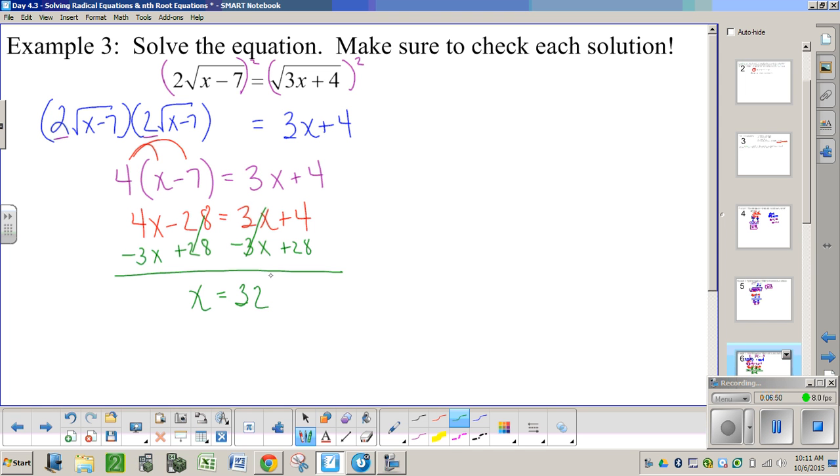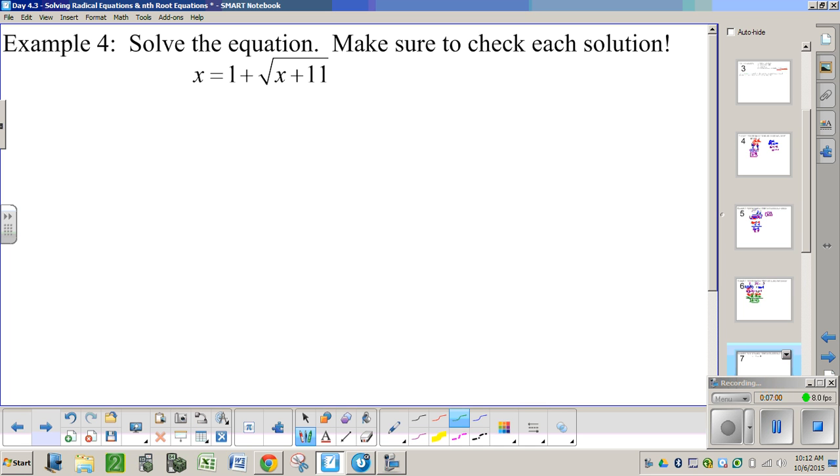Okay, and if you go ahead and check that in your calculator, that will check. It is not extraneous. All right, nice job. You guys are doing a good job so far. Let's go on to the next one. Let's try one more together, and then I'll let you do one on your own.